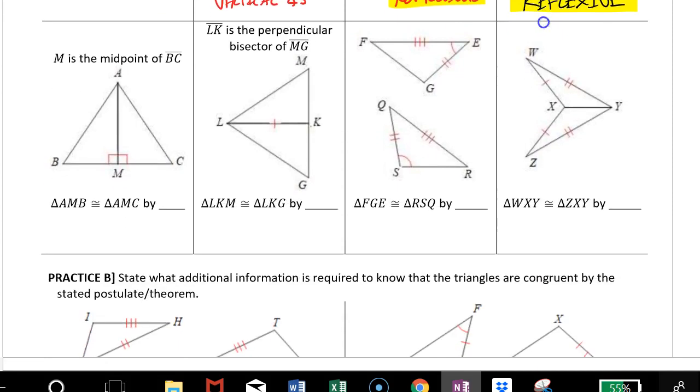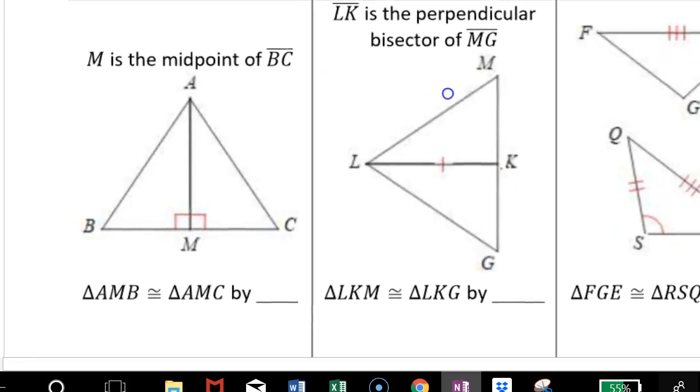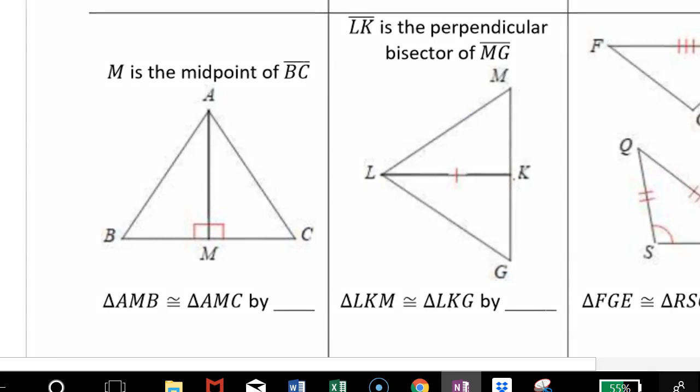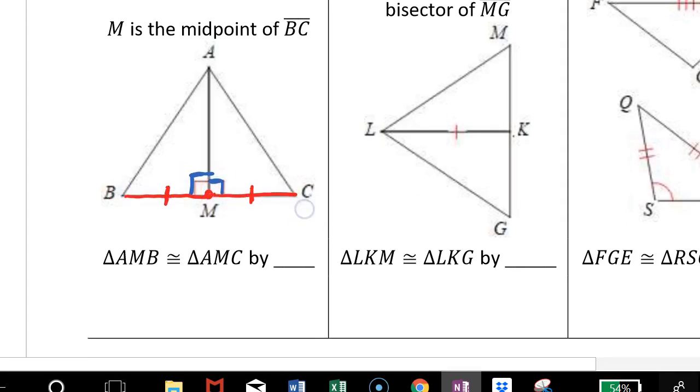Next 4 examples. Look at these 2. It states that M is the midpoint of BC. So we see that we have a right angle, and this is a right angle. All right angles are congruent to each other. If M is in fact the midpoint, we know that BM is congruent to MC. So we have definition of midpoint allows us to say these 2 segments are congruent.